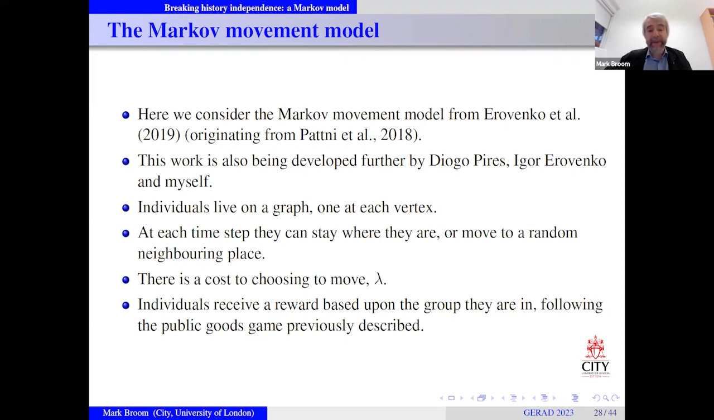Individuals live on a graph, one at each vertex. It doesn't have to be one at each vertex, but that's what we've considered in each case. Each time step, they stay where they are or they move. There's a cost to move. If they move, they can't pick where they're going. They just move somewhere random, and then they see where they are. You look at where you are and decide whether you like it or not, and to a certain extent how likely you are to want to move or not.